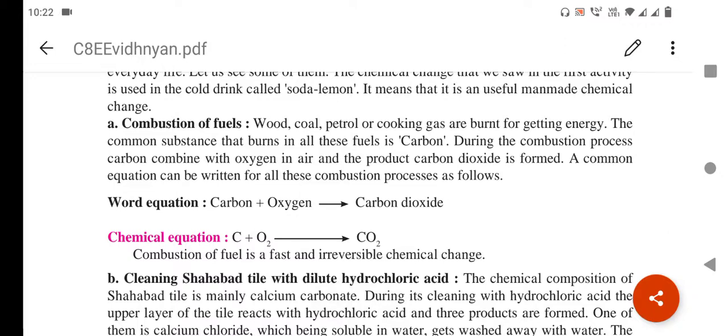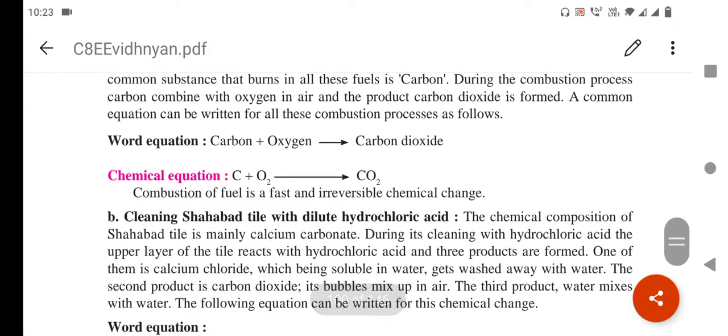During the combustion process, carbon combines with oxygen. जब combustion होता है, carbon oxygen के साथ combine होता है in air and product carbon dioxide is formed. A common equation can be written for all these combustion processes as follows. Word equation: carbon plus oxygen we get carbon dioxide. Now the chemical equation is C plus O2 we get CO2. Combustion of fuel is a fast and irreversible chemical change.